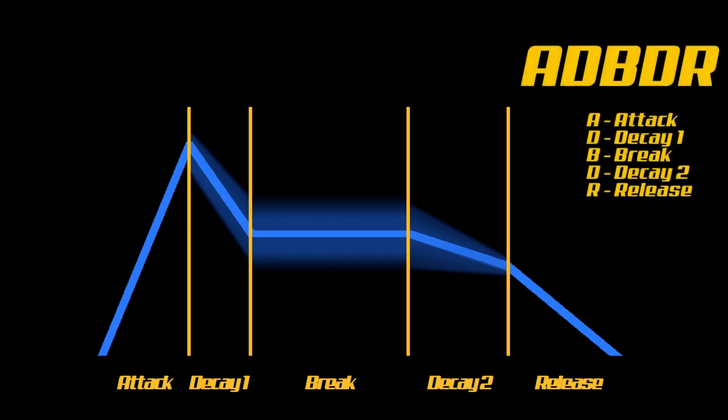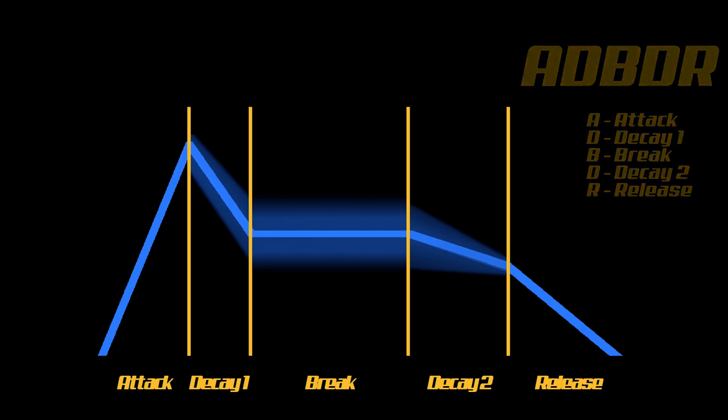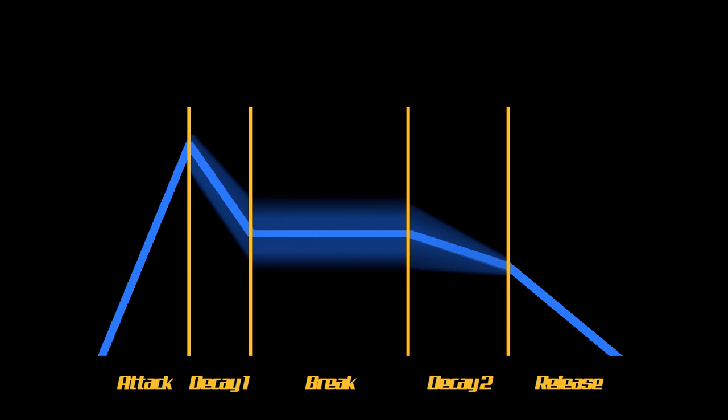ADBDR, attack, decay 1, break, decay 2, release. Interesting here is the part decay 1, break, decay 2. Break defines a volume level like sustain does, from which decay 1 changes to decay 2. In practice, the velocity becomes very important here. If a note is hit harder, the break comes later. But if the note is hit softer, the break comes earlier before it goes into another defined decay phase and finally into the release phase.